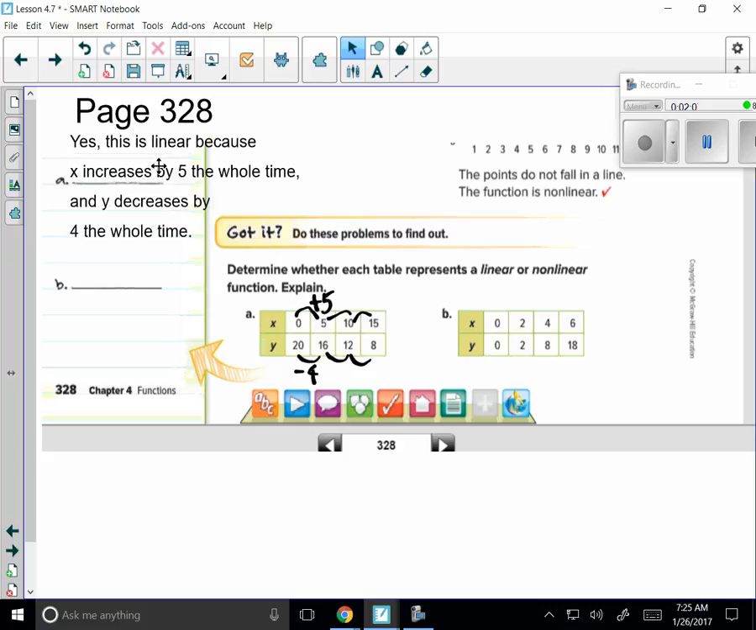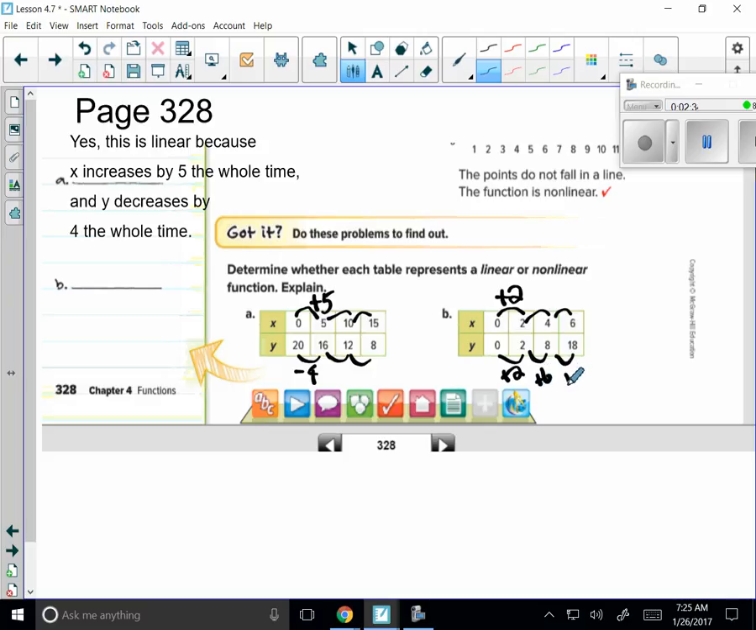All right, now let's look at B. And B is another table. Let's look at x's first. From 0 to 2 is plus 2. From 2 to 4, plus 2. 4 to 6 is plus 2. So I know that at least the x's are the same. Now if I go to my y, bottom part of my table, I go 0 to 2. That's plus 2. 2 to 8 is plus 6. And then 8 to 18 is plus 10. So as you can see on the y values, these all change different values.